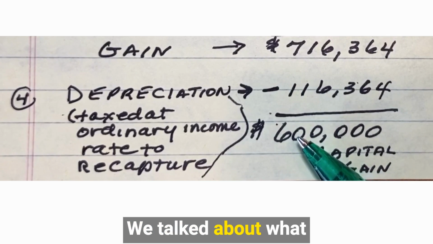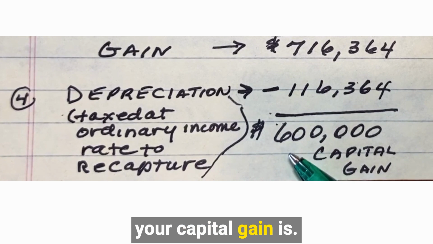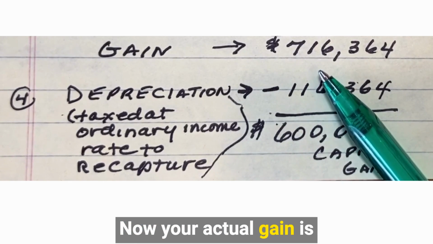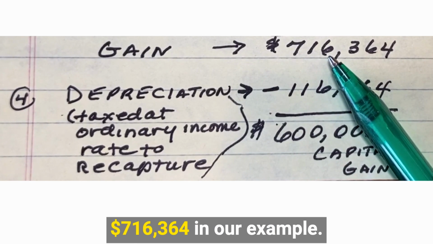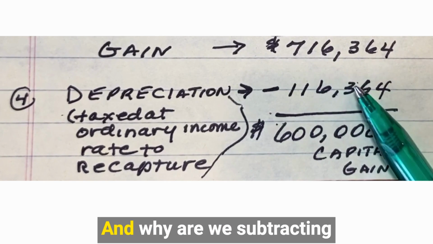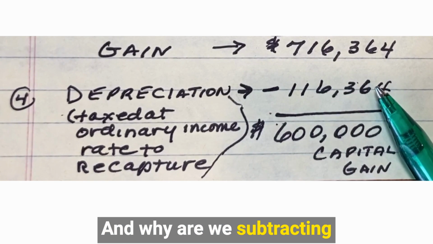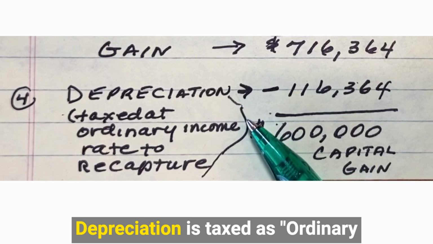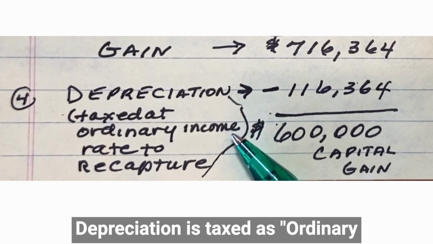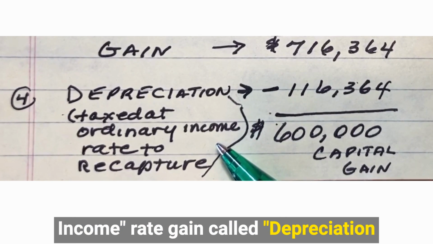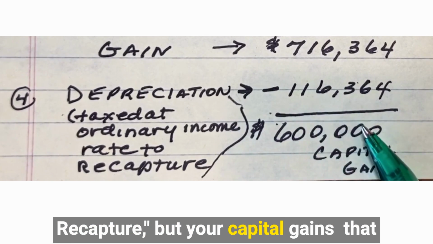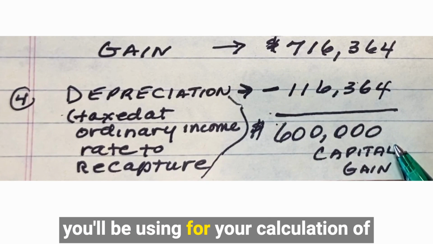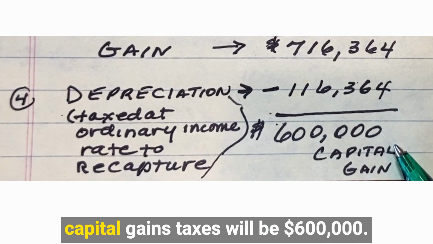We talked about what your capital gain is. Your actual gain is $716,364 in our example. And why are we subtracting out our depreciation? Well, guess what? Depreciation's taxed as ordinary income rate called depreciation recapture. But your capital gains that you'll be using for your calculation of capital gains taxes will be $600,000.